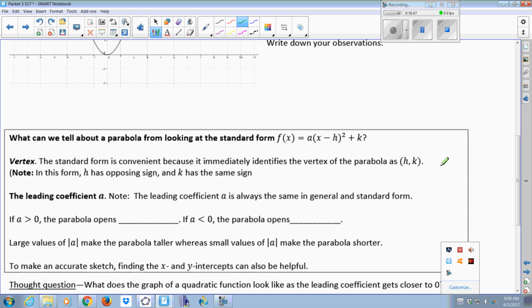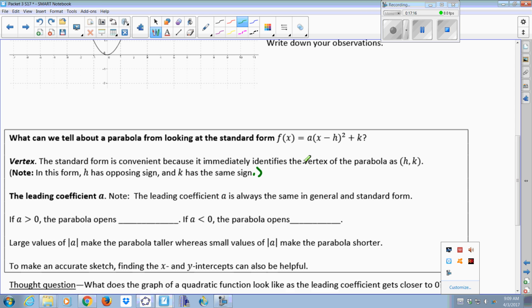So it is always in this form to pick out h, x take away h. So when h is a negative number, it will look like x plus h. But if k is positive, it's going to appear to be a positive. If k is negative, it's going to appear to be negative. So that's what I'm saying here. Note, in this form, h has opposing sign and k has the same sign. Okay.